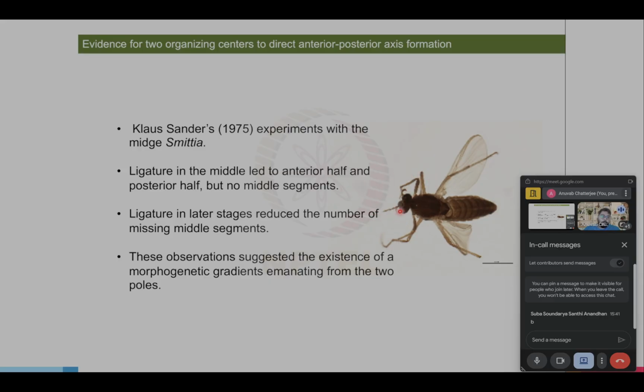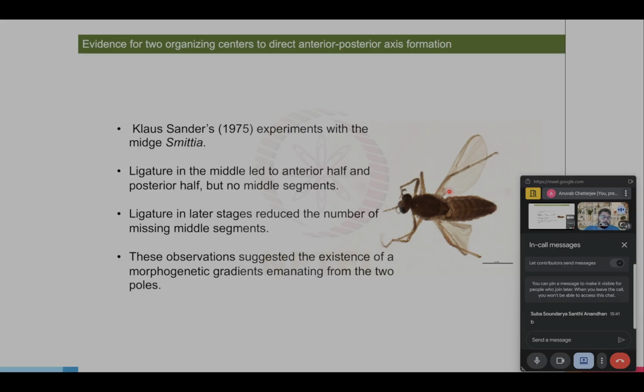You have the head and more of the upper thoracic, and the tail and more of the lower abdominal segments, but some segments in the middle were not properly established. So obviously Klaus Sander knew how morphogens work, so he figured out that there must be a morphogen emanating from the head, or the anterior-most point, and a different morphogen from the posterior, both of which are determining the body plan along the anterior-posterior axis.